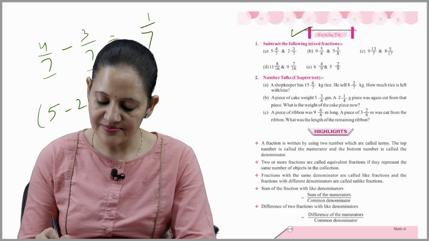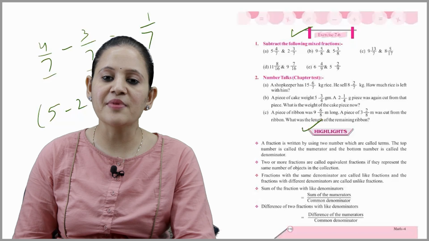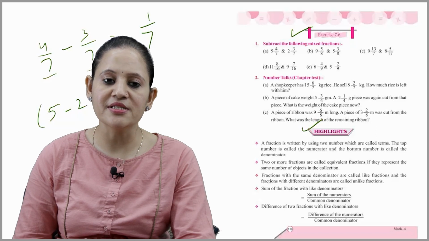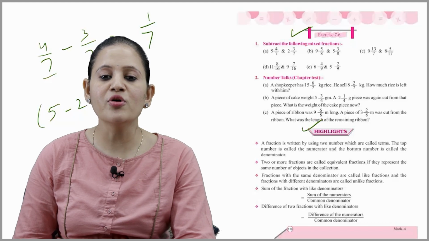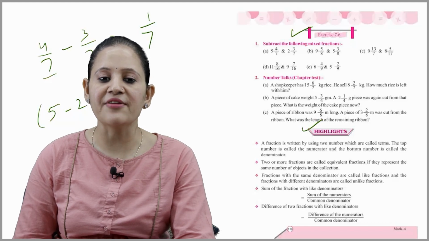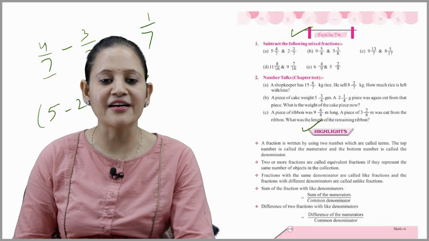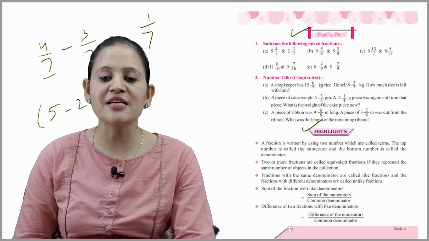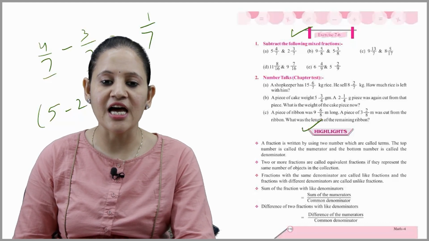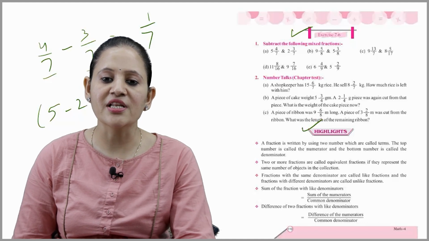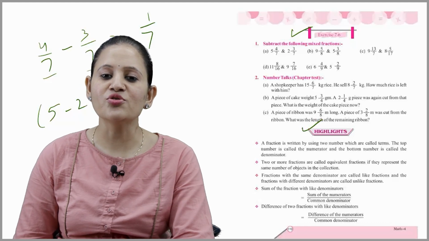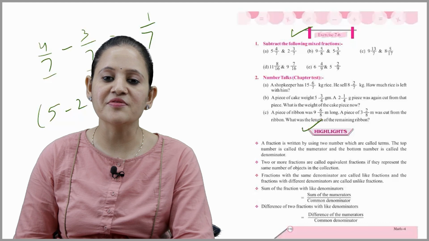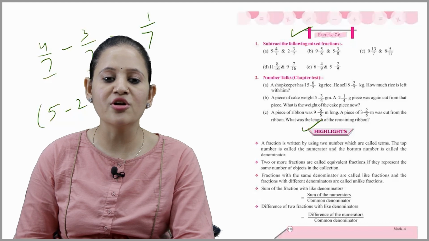Next is highlights. A fraction is written by using two numbers which are called terms. The top number is called the numerator and the bottom number is called the denominator. Two or more fractions are called equivalent fractions if they represent the same number of objects in the collection. Fractions with the same denominator are called like fractions and fractions with different denominators are called unlike fractions. Sum of fractions with like denominators is sum of numerators upon common denominator. Difference of two fractions with like denominators is difference of the numerators upon common denominator.